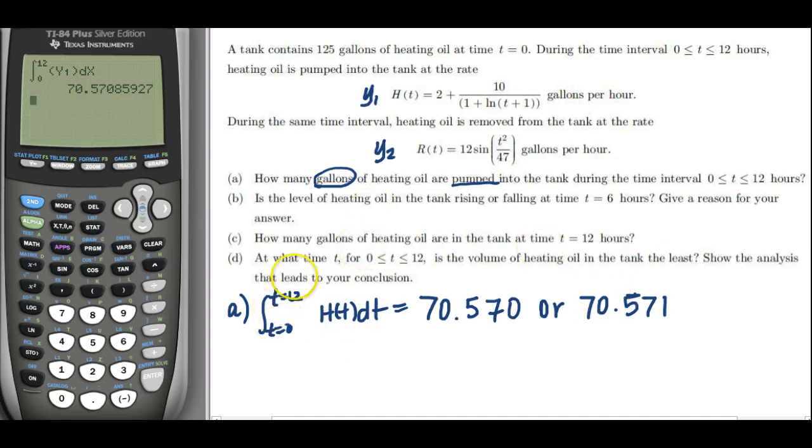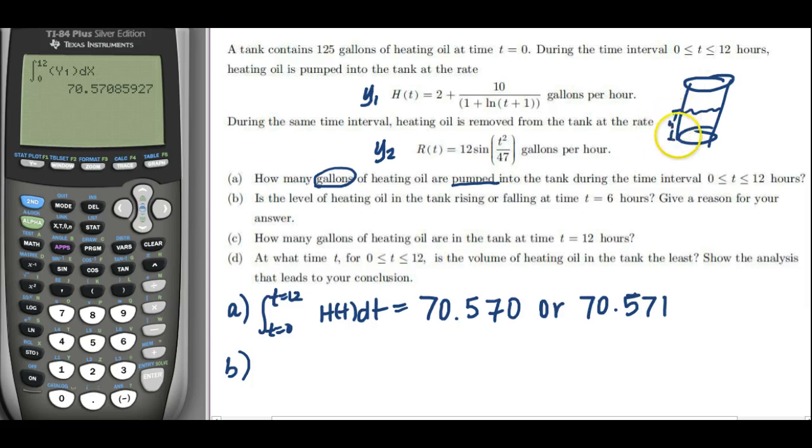So now, for part B, is the level of heating oil in the tank rising or falling at time t equals 6 hours? Give a reason for your answer. Alright, so we have this tank that's filled with oil, so we don't know the shape, but let's just say it's like a cylindrical tank. It has 125 to begin with. So at time 6, we're trying to figure out, is the level of the heating oil rising or falling?